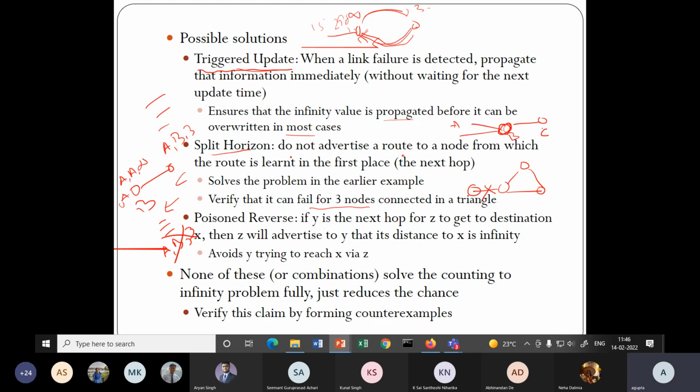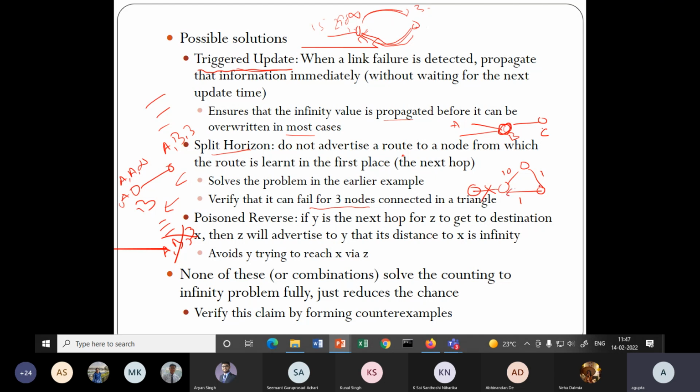Split horizon will break all 2-node loops. What we have shown you earlier is a 2-node loop that will always be broken by split horizon. But try to prove that a 3-node loop is not broken. Let me give you a hint. Just put a cost of 10. I can do it with a cost of 1 also with a slightly larger loop.